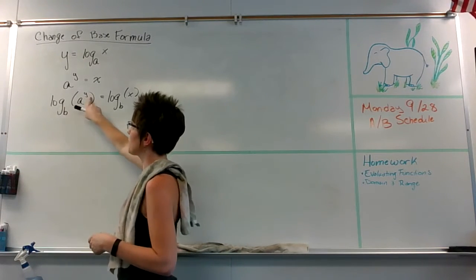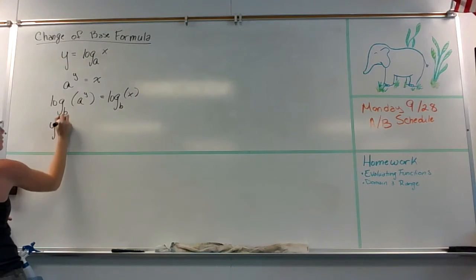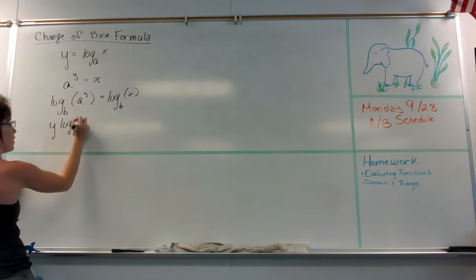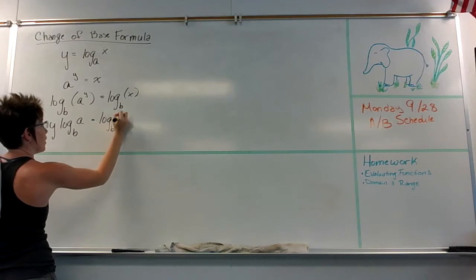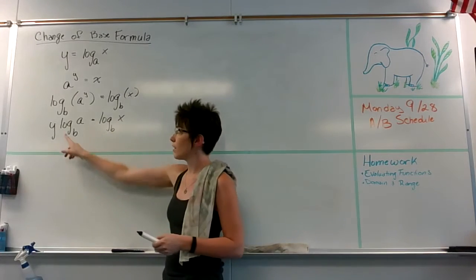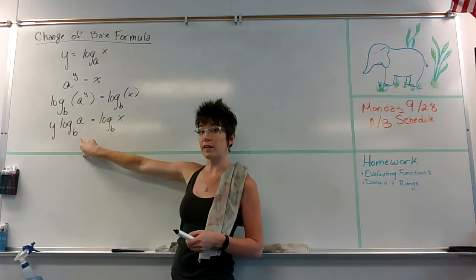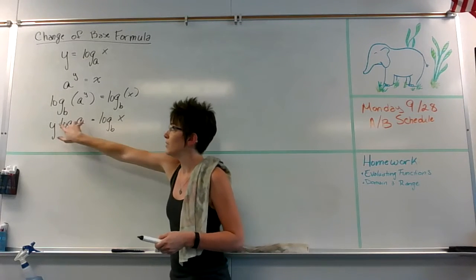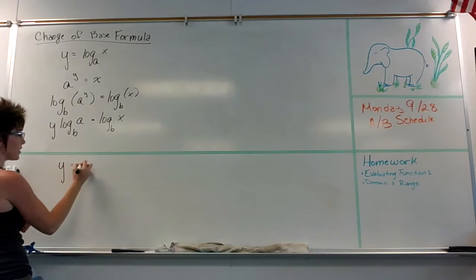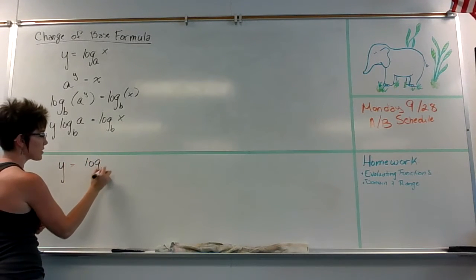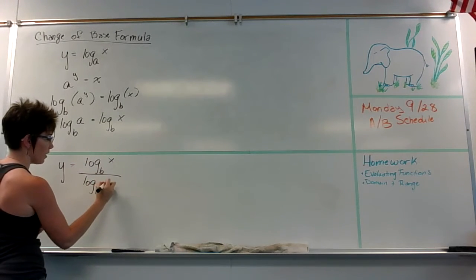I know that exponents can fall down in front of the logarithm, so I'll rewrite this as y times log base b of a is equal to log base b of x. Now, ultimately, log base b of a is just a number, so I can finish solving this for y by dividing by that logarithm. So I get the result that y is equal to log base b of x divided by log base b of a.